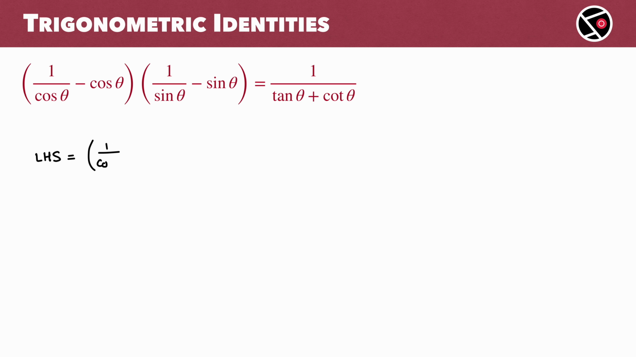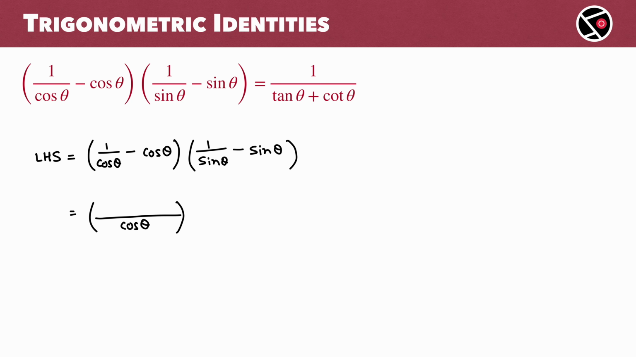(1/cos θ − cos θ)(1/sin θ − sin θ). Now let's look at the first factor. The LCM is cos θ. So the numerator becomes 1 minus cos square θ. Similarly, for the second factor, the LCM is sin θ. And the numerator becomes 1 minus sin square θ.